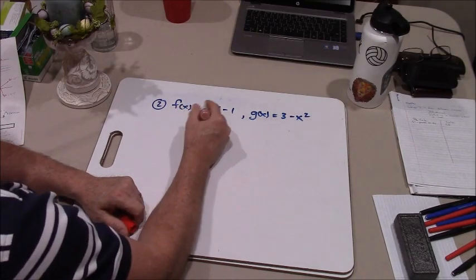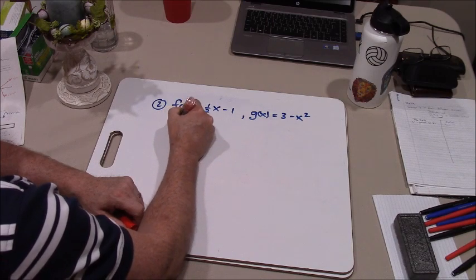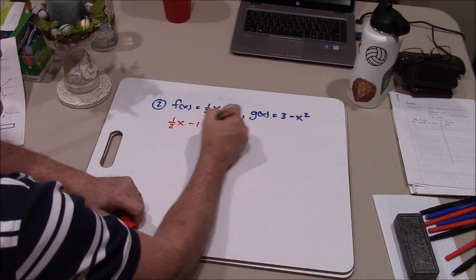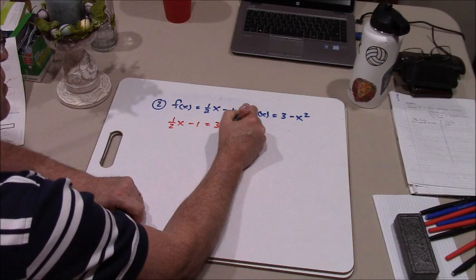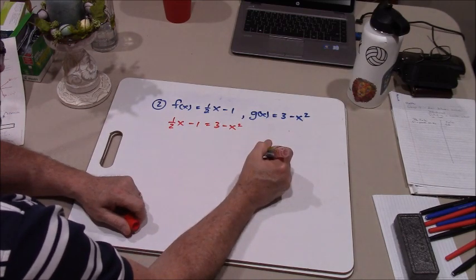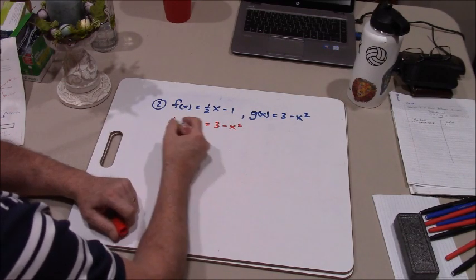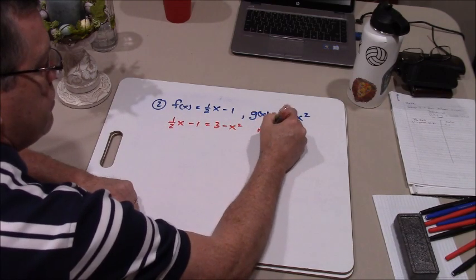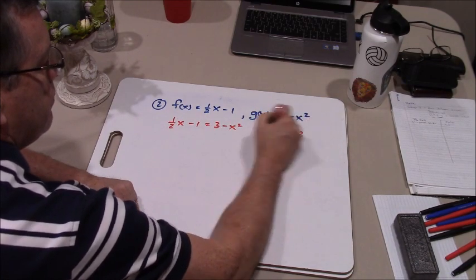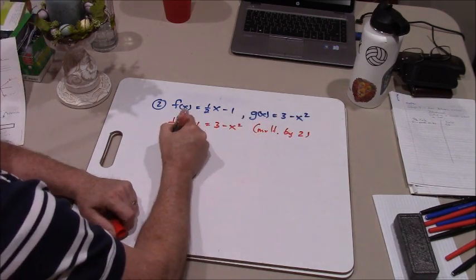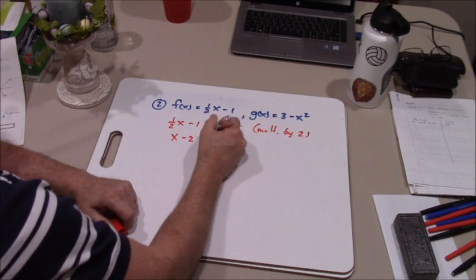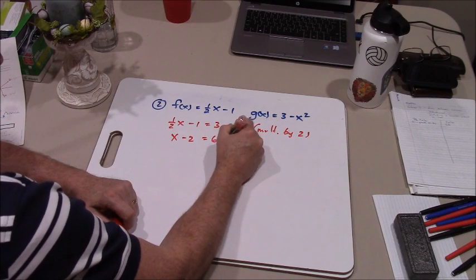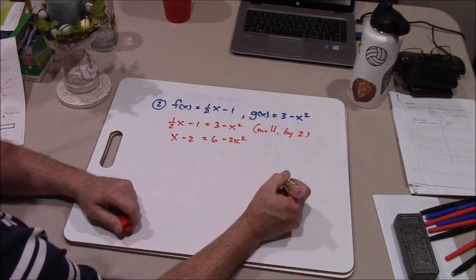So I'm going to set these two things equal to each other. 1/2 x minus 1 equals 3 minus x squared. So I don't really like fractions, so what I'm going to do is multiply everything by 2. And so what I'll get is x minus 2 equals 6 minus 2x squared.